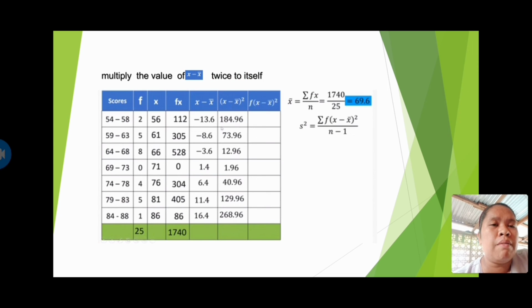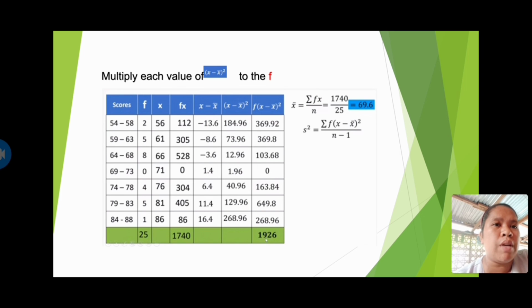Next, multiply the value of x minus x bar by itself, that is, square it. So we have here negative 13.6 times negative 13.6, which is equal to 184.96. So, gawin natin hanggang matapos sa pinakadulo na number.